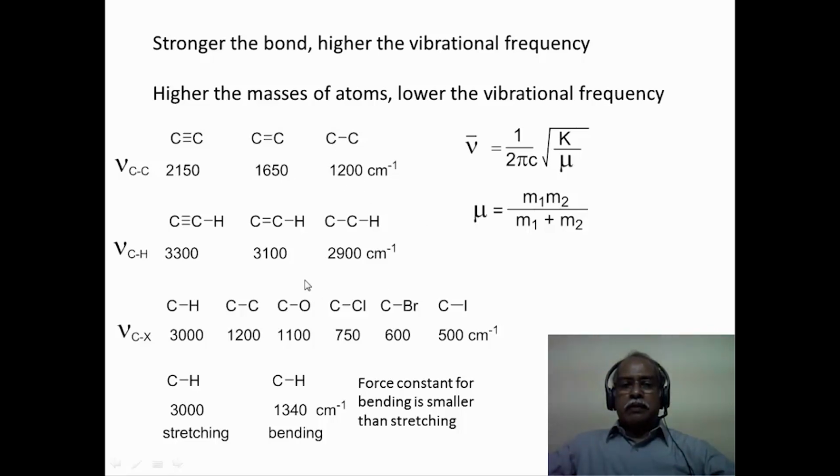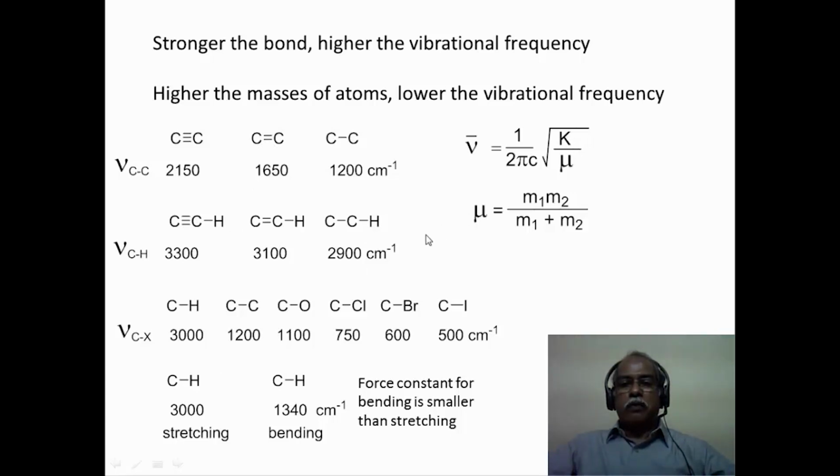Now, if you consider the CH bond strength of an acetylenic bond compared to an olefinic CH bond and an alkanic CH bond, once again, the CH bond of the acetylenic system is much stronger than the CH bond of the olefinic system compared to the CH bond of a paraffinic system. So that is also reflected in the stretching frequency being higher for the acetylenic CH compared to an olefinic CH, which is 3100, compared to an alkanic CH, which is 2900 inverse centimeter.